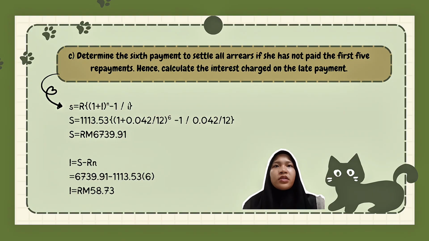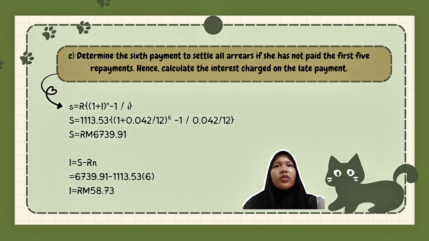Hence, calculate the interest charge on the late payment. So we're using the formula S equals R times ((1 plus i) to the power of n, minus 1) per i. So for S, R is 1,130 ringgit and 53 cents, (1 plus 0.042 per 12) to the power of 6, minus 1, per 0.042 per 12. Then we got the total for S is 6,739 ringgit and 91 cents.